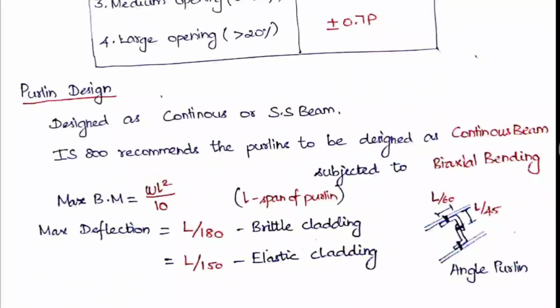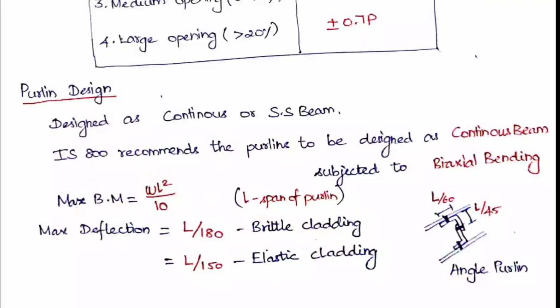That's all about the roof truss design, loads and everything. Now we will see the design of the purlin. Here the purlin is designed as a beam, we know that, no? So it should be designed as a continuous or simply supported beam. Based on IS 800, it recommends that it should be designed as a continuous beam subjected to biaxial bending. If the purlin is designed this way, it will be in a safe zone.